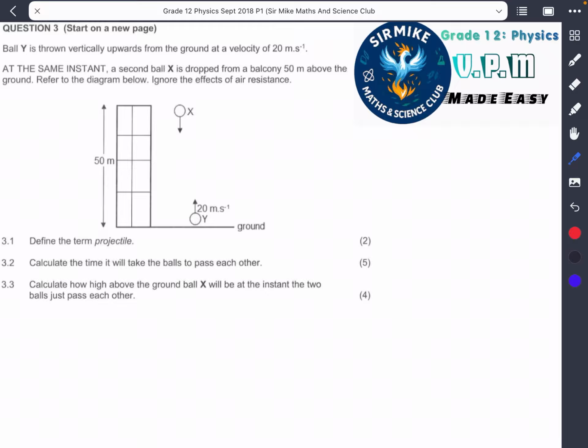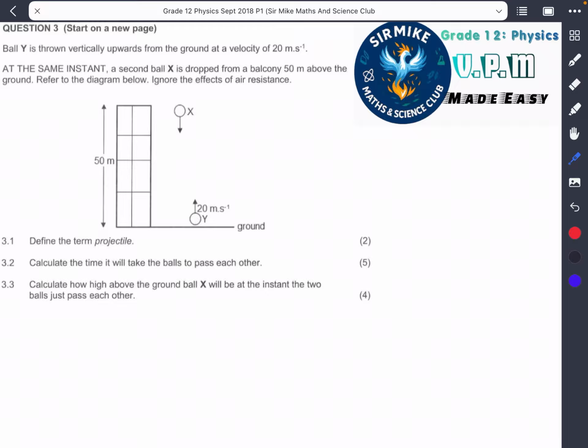At the same instant, a second ball X is dropped from a balcony 50 meters above the ground. Refer to the diagram below. Ignore the effects of air resistance. That statement, ignore the effects of air resistance, simply means that we are in free fall, meaning that the only force acting on those objects would be the gravitational force only. There will be no other force acting on them besides the force of gravity.